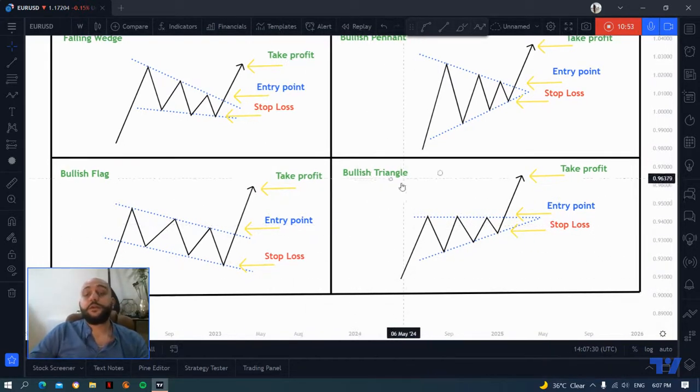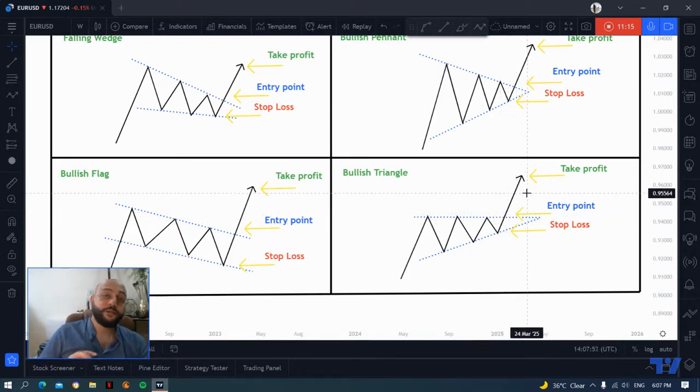Bullish triangle. Notice here we have an ascending triangle, not a descending one. Notice how the triangle is actually going up. So the trend is going up. We have some kind of movement up, down, up, down, up, down. As soon as the price broke this pattern, our entry point is going to be here, after the confirmation that it actually closed there.